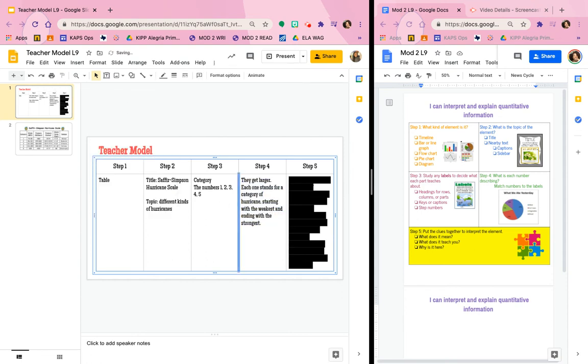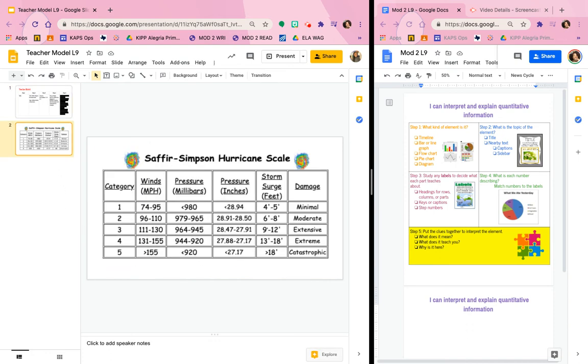And then step 5, put the clues together to interpret the element. What does it mean? What does it teach you? Why is it here? So I'm looking at the chart. What this chart means is that there are 5 categories of hurricanes. Each one is stronger than the one before it. What is this table teaching me? It's teaching me that scientists measure hurricanes and put them in categories.